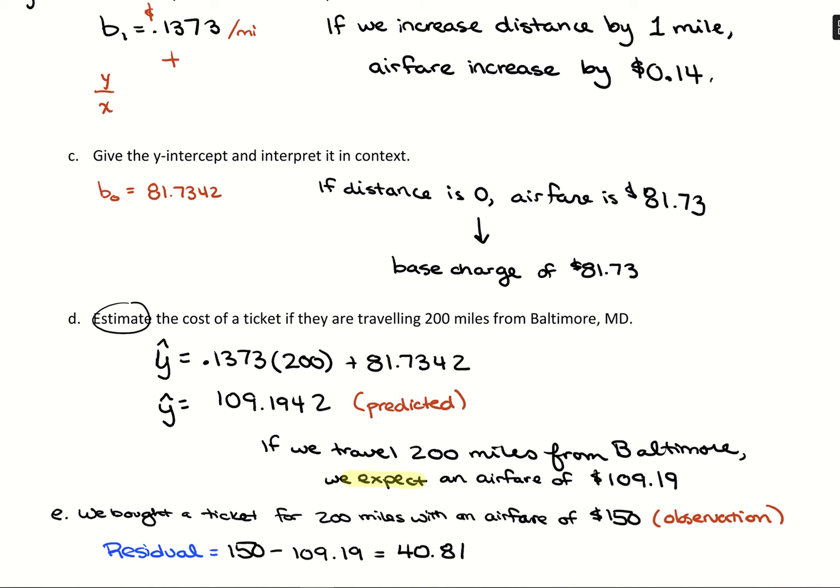So what happened here is the linear model that we used for our prediction underestimated, right? Because we ended up paying more than what we expected. It underestimated by $40.81. So sometimes we'll have these comparisons of what we expect to happen and what actually happened, and that's when we go to residual to find observed minus predicted, and then evaluating whether our line overestimated or underestimated.